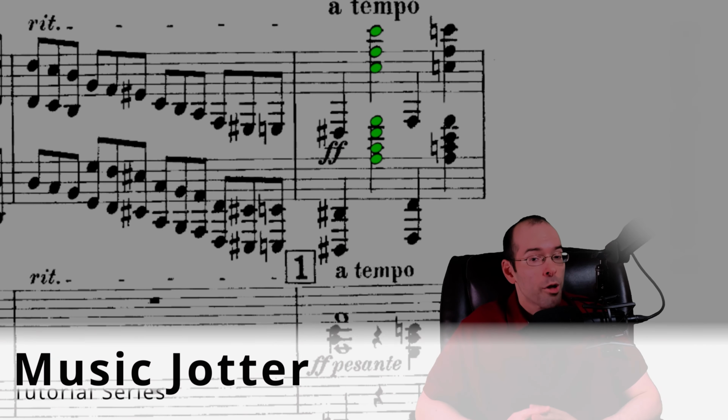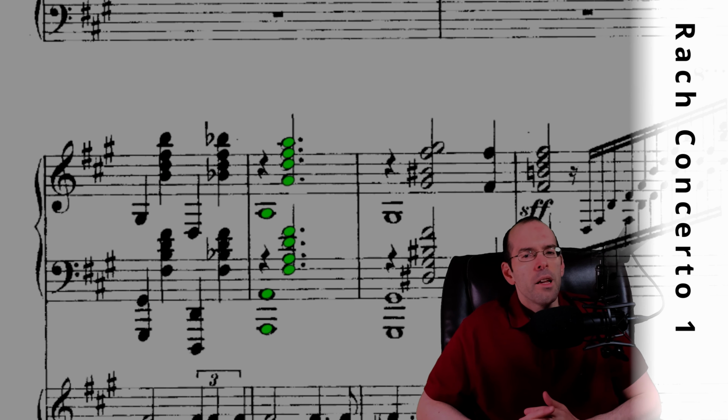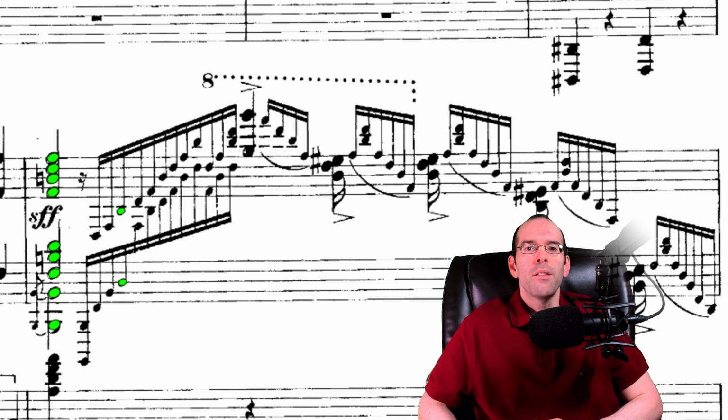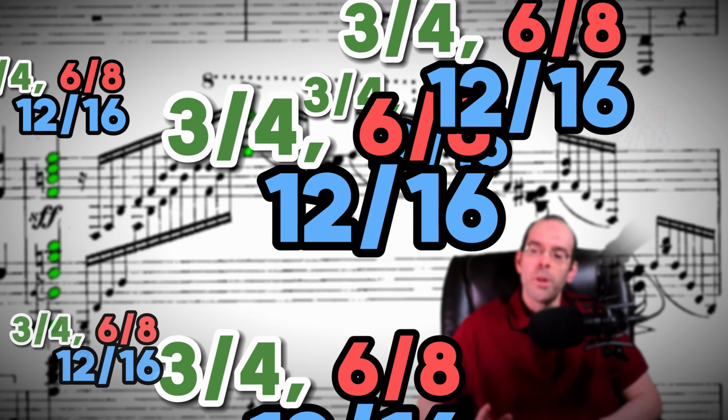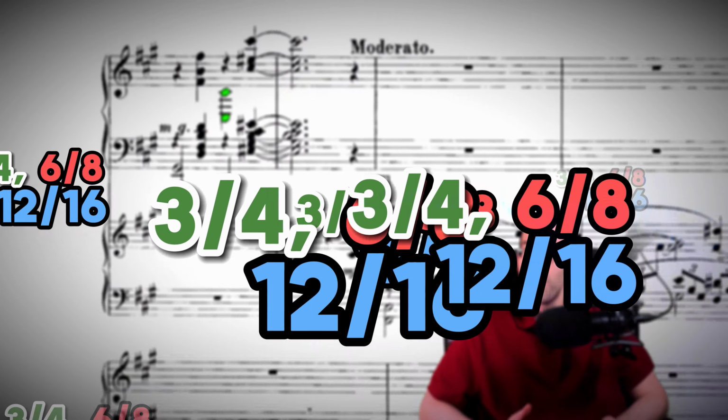Time signatures can be really confusing, and there's more to the time signature than simply how many notes can fit into a measure. If the time signature only told us how many notes could fit into a measure, then these time signatures would all be identical. But time signatures do more than tell us how many notes can fit into a measure.